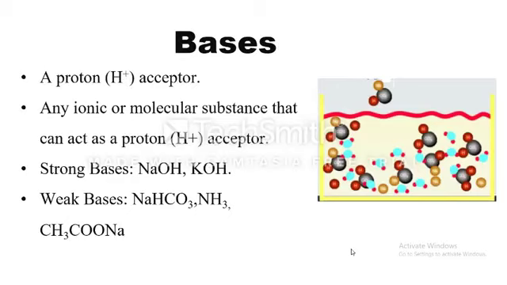What are the bases? Any substance that is a proton acceptor is a base. Any ionic or molecular substance that can act as a proton acceptor is a base. There are also two types of bases, strong and weak bases. Sodium hydroxide and potassium hydroxide are examples of strong bases because they can easily accept protons, while sodium bicarbonate, ammonia and sodium acetate are examples of weak bases. They do not accept protons easily.